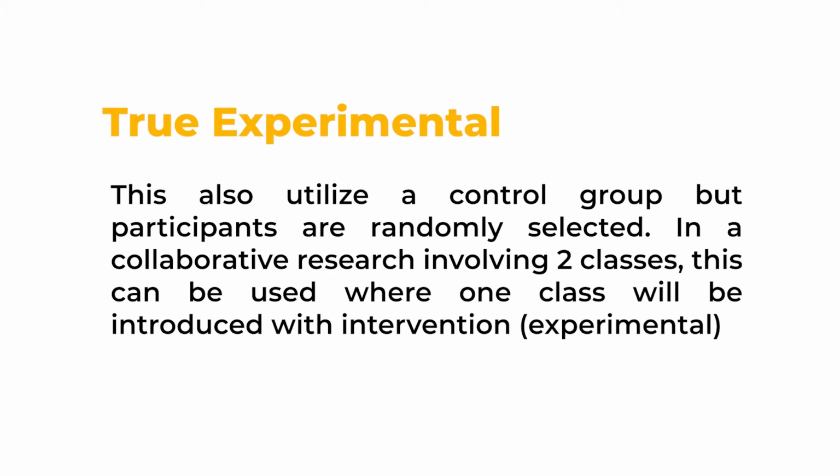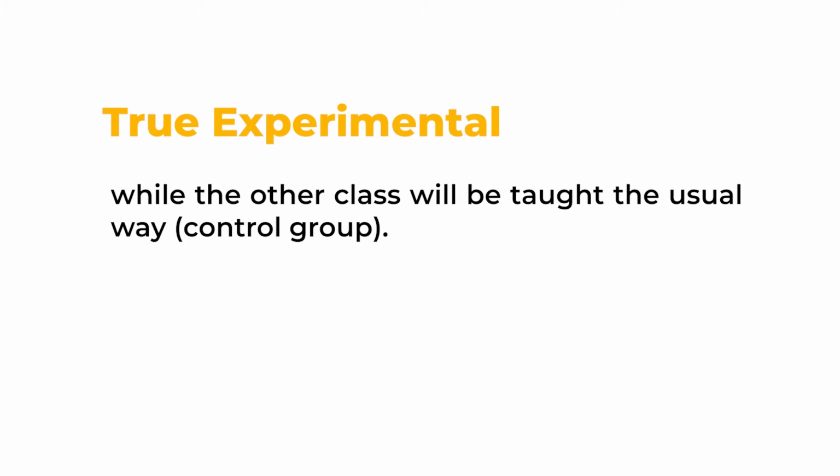In a collaborative research involving two classes, this can be used where one class will be introduced with intervention, which becomes your experimental group, while the other class will be taught the usual way, and that is your control group. Among the three types of experimental design, pre-experimental and quasi-experimental are commonly used. This is because action research usually takes place in the classroom where grouping and randomization requires ethical considerations involving both the participant and non-participant members of the class.